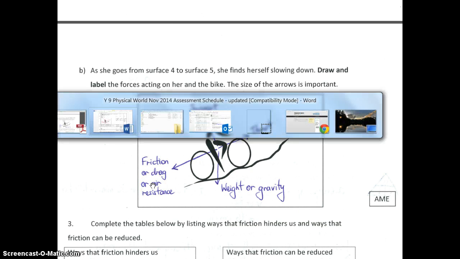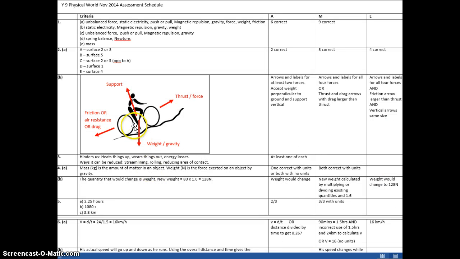Let's have a look at the marking schedule. There's our diagram there again. If you got arrows and labels for at least two of the forces, then that was enough to achieve. And if you got arrows and labels for all four forces, that was enough for merit, regardless of the size of the arrows. So even if you had the size of the arrows the same for thrust and friction, if you got all four, then that was enough for merit.